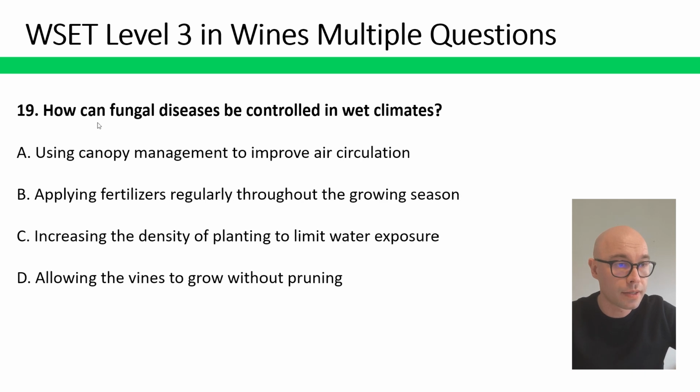How can fungal diseases be controlled in wet climates? Using canopy management to improve air circulation, applying fertilizer regularly throughout the growing season, increasing the density of planting to limit water exposure, allowing the vines to grow without pruning. This can be, but a proper way to do it is using canopy management to improve air circulation.